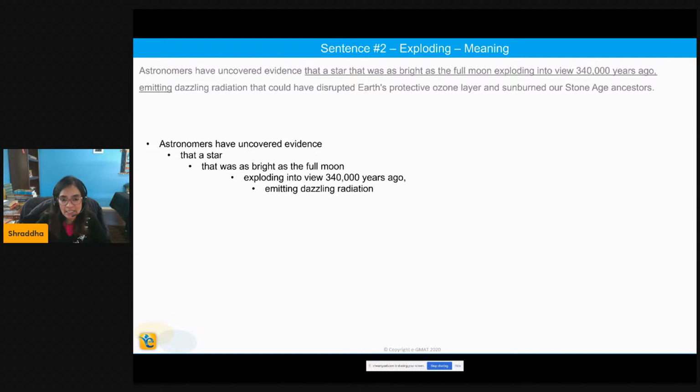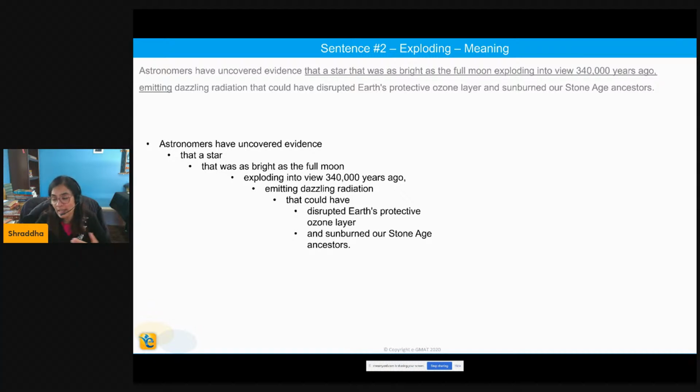Okay, emitting dazzling radiation. So, what happened because of that explosion and coming into view? The star emitted dazzling radiation that could have, so this radiation, what it could have done, it could have disrupted Earth's protective ozone layer and sunburned our Stone Age ancestors. Wow, pretty dense sentence, lot of information, layers after layers.